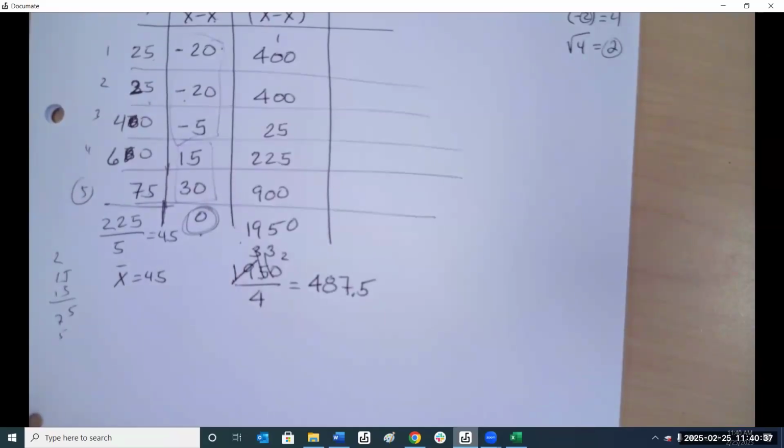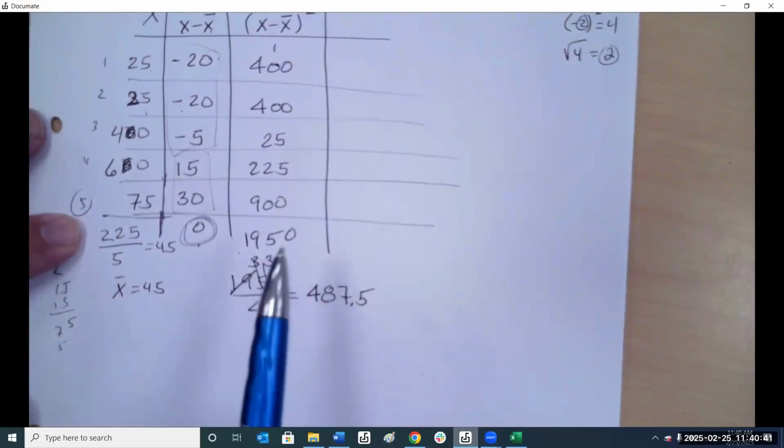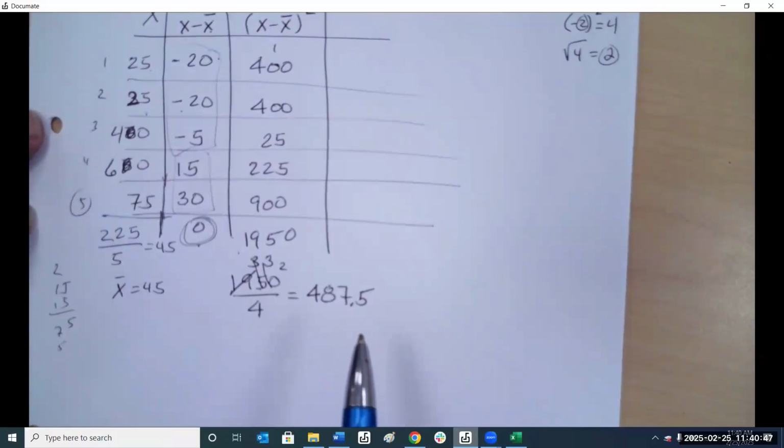But it's huge. Because remember, our numbers are pretty small. So why is it so big?